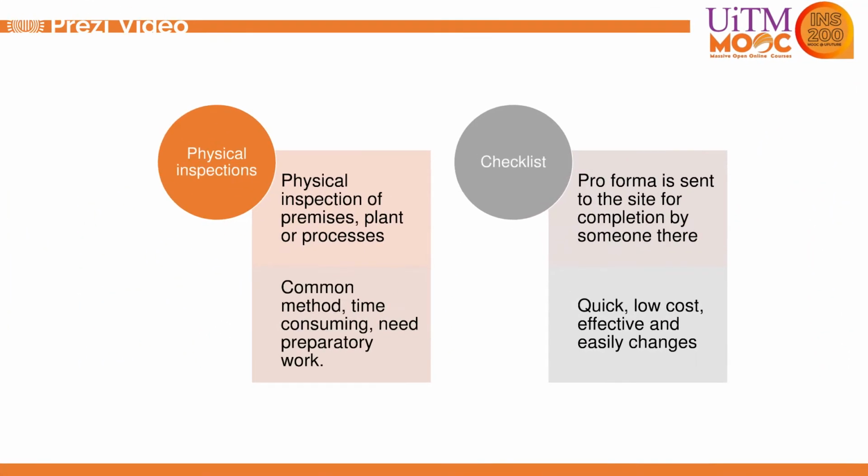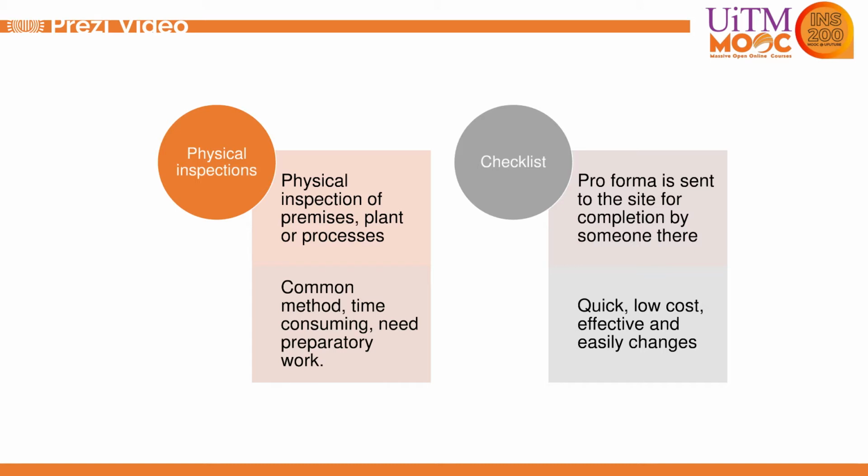And the second one is checklist. It is a pro forma or a form which is sent to the site for completion by someone there. This is a bit easier compared to physical inspection, where you don't have to go to the factory to make your own inspection. You just prepare a form that we call a checklist and send it to someone, for example a supervisor in the factory, to do some checking on your behalf.